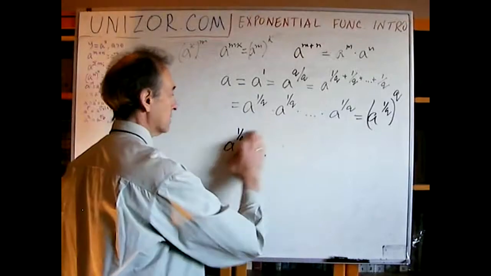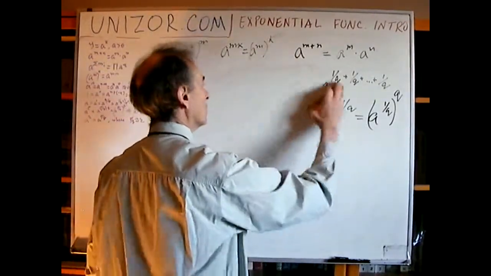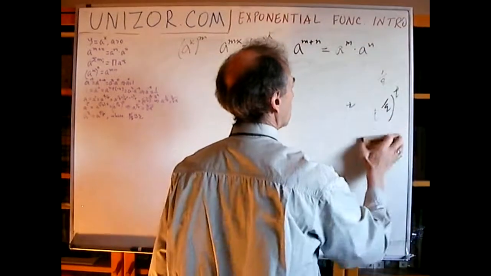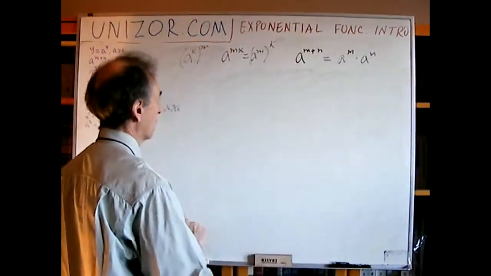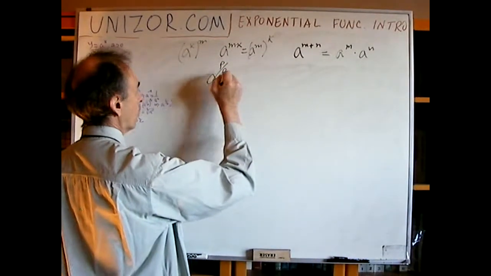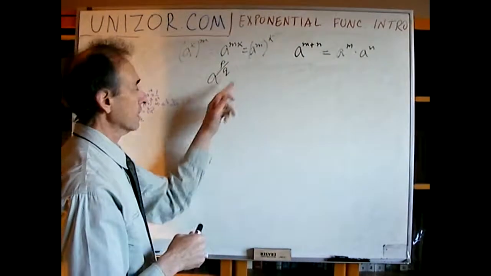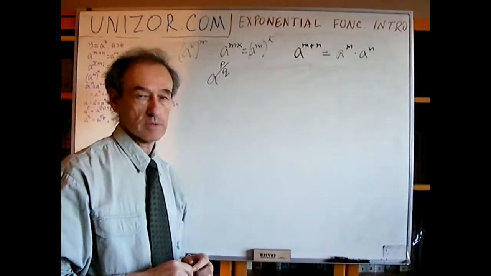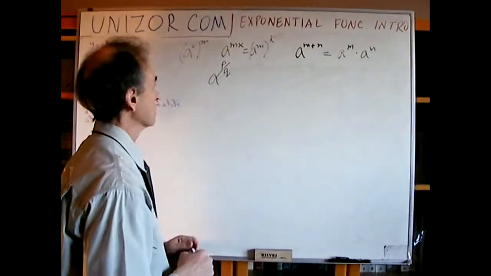So that's it. And the only thing which we have, well, not the only thing, just a little bit more. We have to define a to the power of p over q, where p and q are natural numbers, positive integer numbers. What is this?